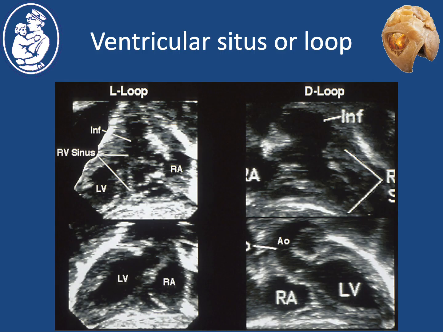These subxiphoid echocardiograms illustrate this scene echocardiographically. The two panels on the right are a D-loop right ventricle above and a D-loop left ventricle below. The two panels on the left are L-looped or inverted ventricles, a right ventricle above and left ventricle below. And you can see that they're simply mirror images of each other.